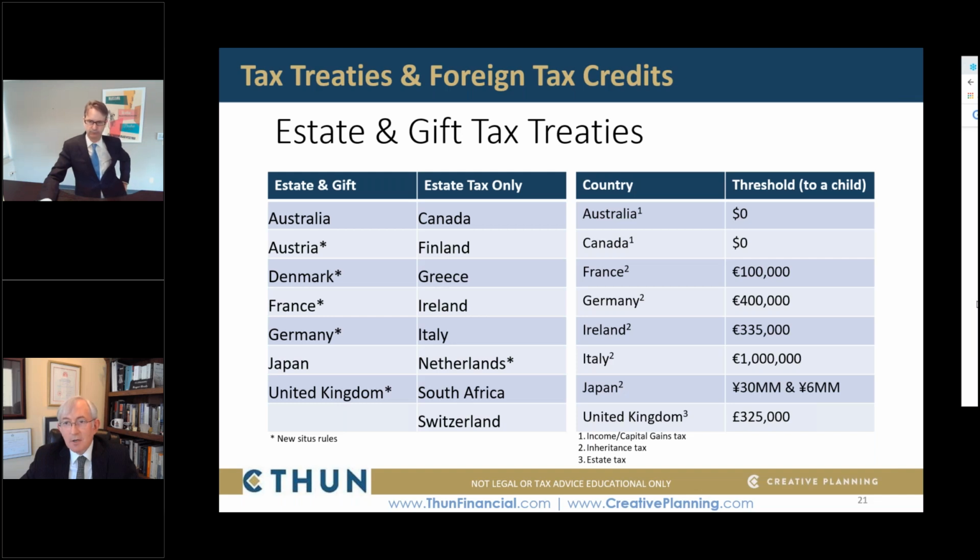Yeah, so the answer is no. Do not use TOD if you are domiciled at death in Germany. Your worldwide assets, even all of your U.S. assets, are subject to German rules, and Germany will not recognize the principle of TOD.